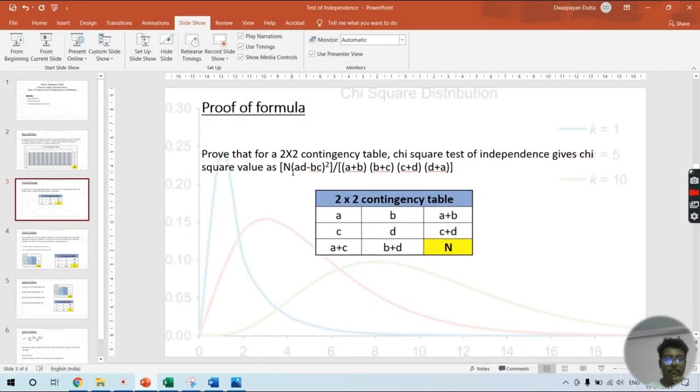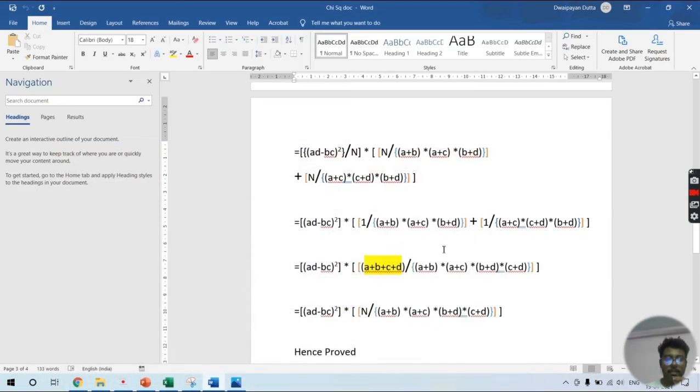See, n into (ad minus bc) whole square divided by (a plus b) into (b plus c) into (c plus d) into (d plus a). And what are we getting here? See, n into (ad minus bc) whole square, whole divided by (a plus b) into (a plus c) into (b plus d) into (c plus d). So hence proved.